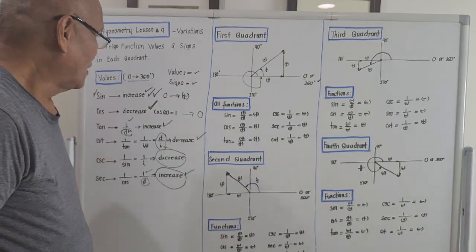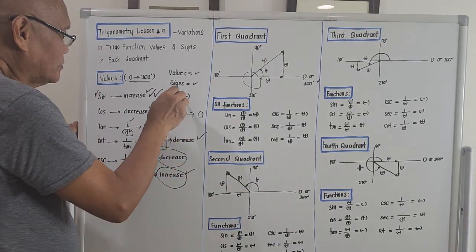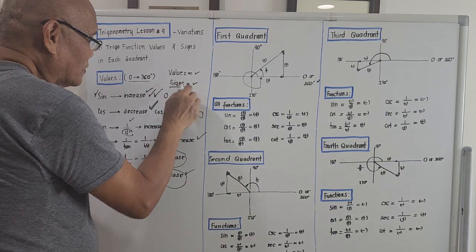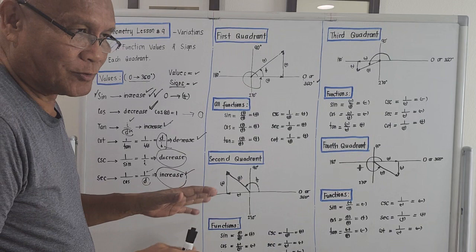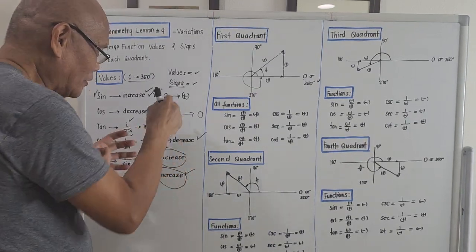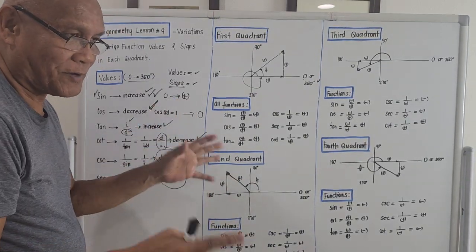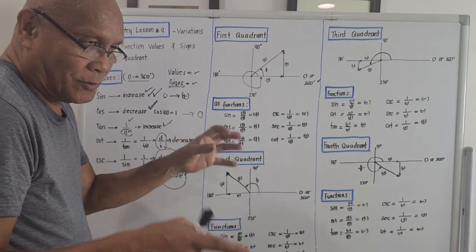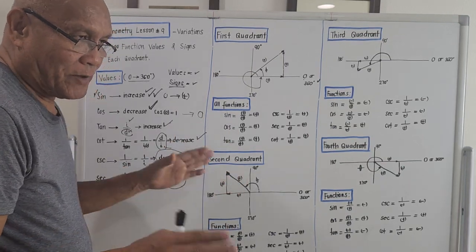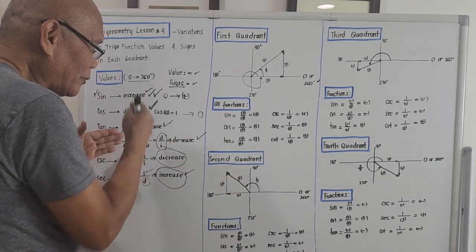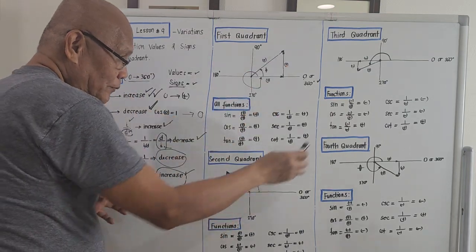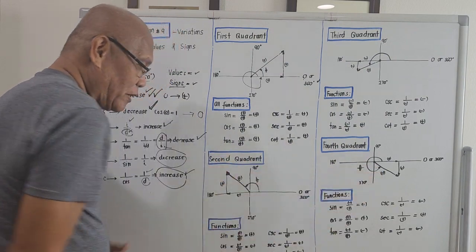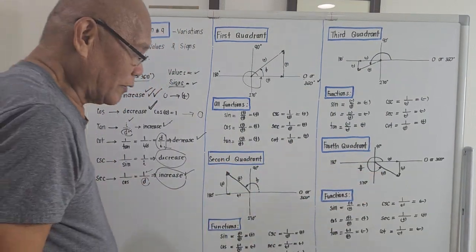Okay, the next one. How do we know the proper signs of the different trigonometric functions? Many of us don't actually grasp the concept on this one. So I will now be presenting the proper way to remember the proper signs of the 6 trigonometric functions for each quadrant: 1, 2, 3, and 4. It's an easy one. Okay, let's continue.